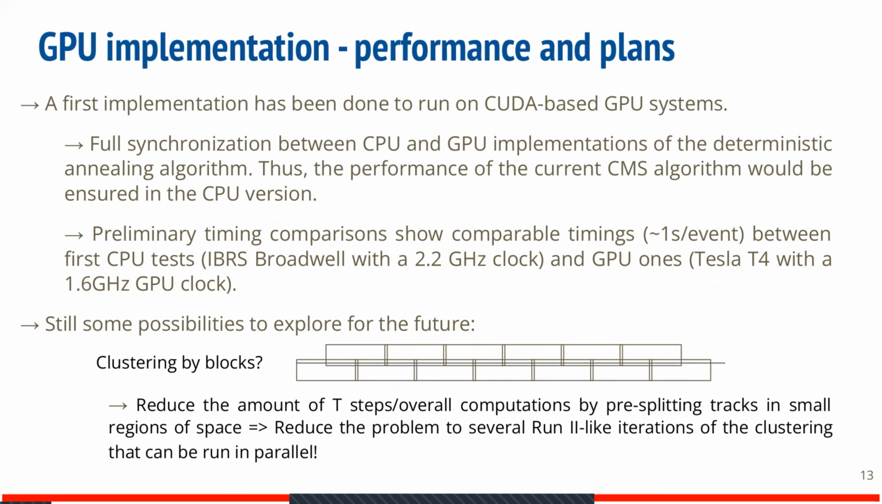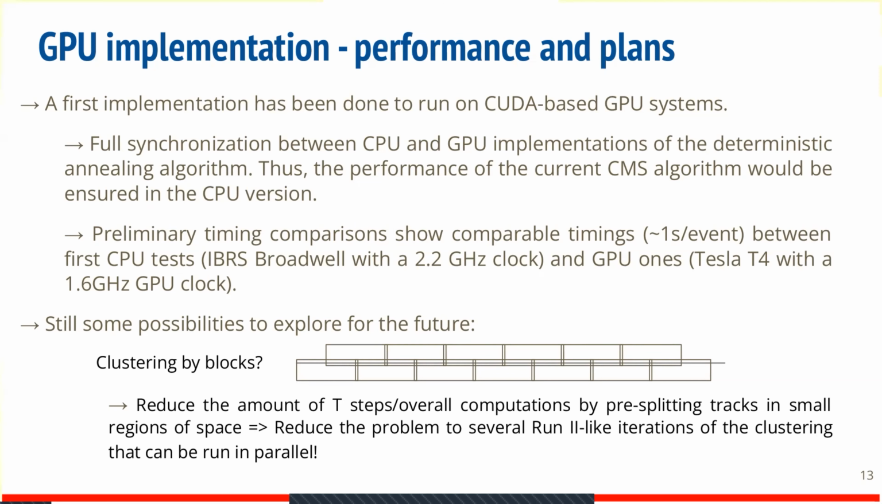We have been able to prove that a GPU implementation is not only possible, but also has a comparable timing in terms of how much time is spent per event, by comparing this on a very normal Intel CPU and a Tesla T4 GPU, which is also one of the standards currently being used for CMS for the HL-LHC. In fact, we have also been able to prove that these are fully synchronized results, meaning that we obtain the same results between the CPU and the GPU for this deterministic annealing algorithm.